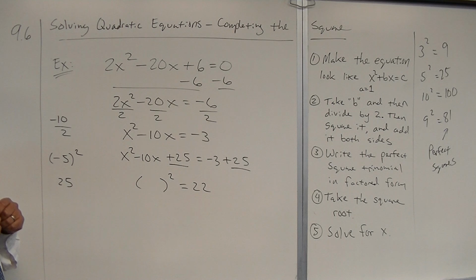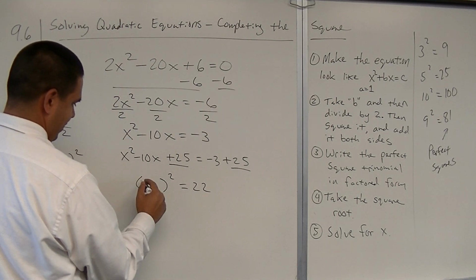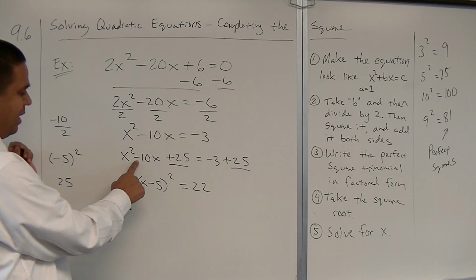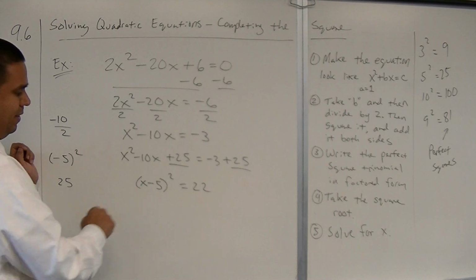What goes in the parentheses? 5 minus x plus 5. Minus 5. Right? Whatever half of that is. What's half of negative 10? Negative 5. That's what goes in there.